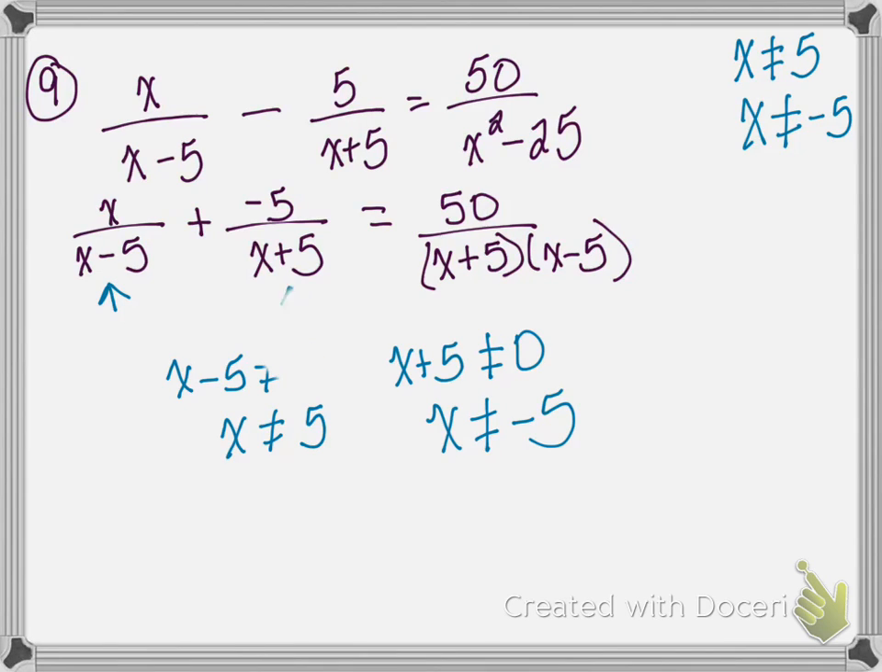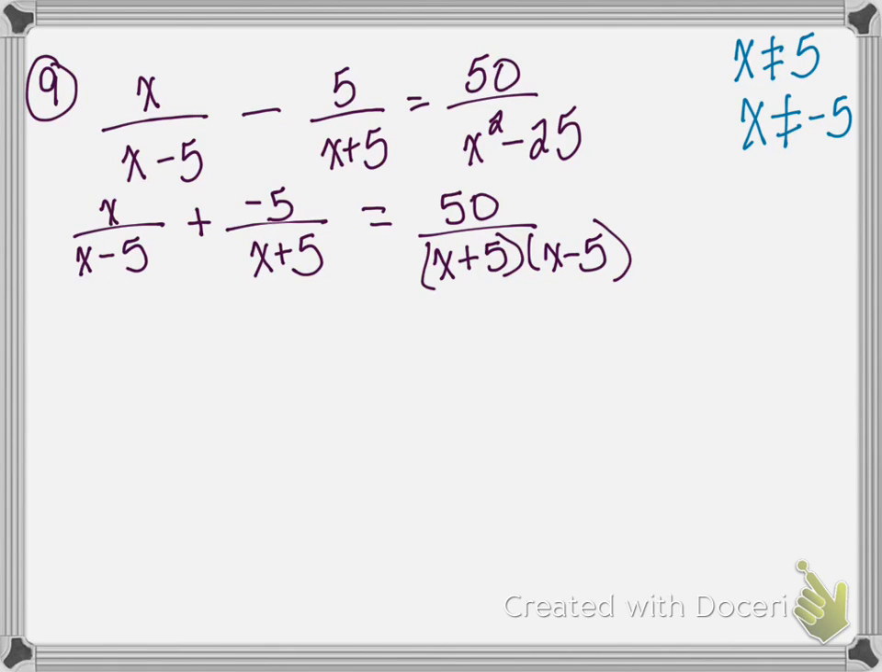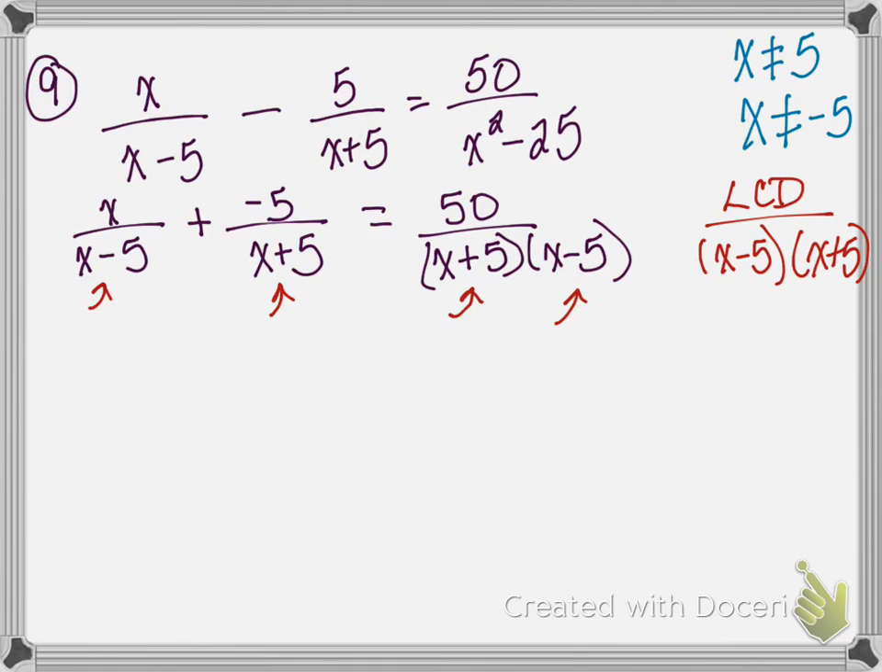Okay, now that I have my undefined values, I can find my LCD. My first rational has x minus 5. Okay, my second one has x plus 5. Okay, my third one has x plus 5. Do I already have that accounted for? Good. Then I've got x minus 5. Do I have that accounted for? So I don't need to do it again.